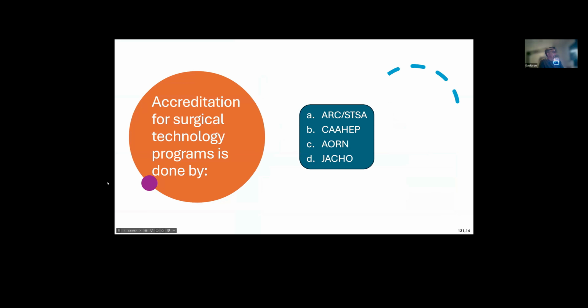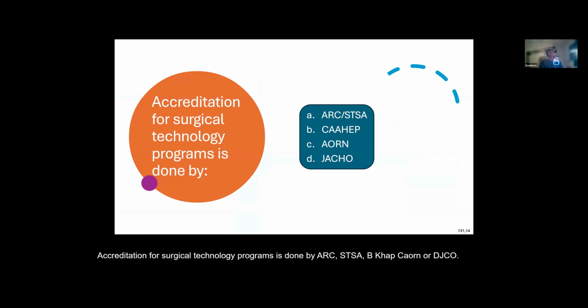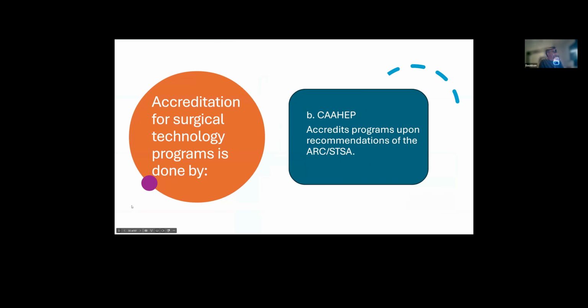Accreditation for surgical technology programs is done by A, ARC STSA, B, CAHEP, C, AORM, or D, JACO. B, CAHEP accredits programs upon recommendation of the ARC STSA.